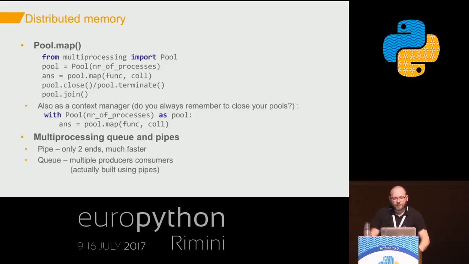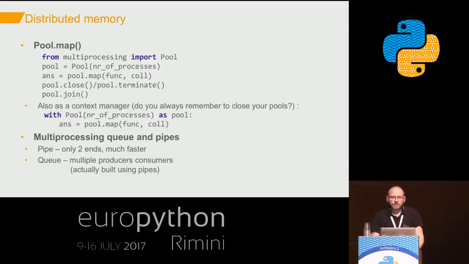So for distributed memory, the most commonly used tool is Pool map. How many of you have used Pool map? Yeah, some of you. So it's really simple and nice. You just define how many processes you want, and you map a certain function and a collection of its arguments, and it just runs fine. It's really a high-level and nice tool, and you can simply achieve speedup. But you need to remember to always close or terminate your pool, and later to join it.